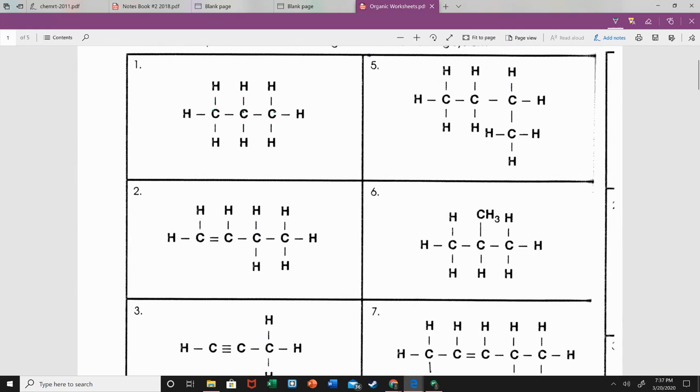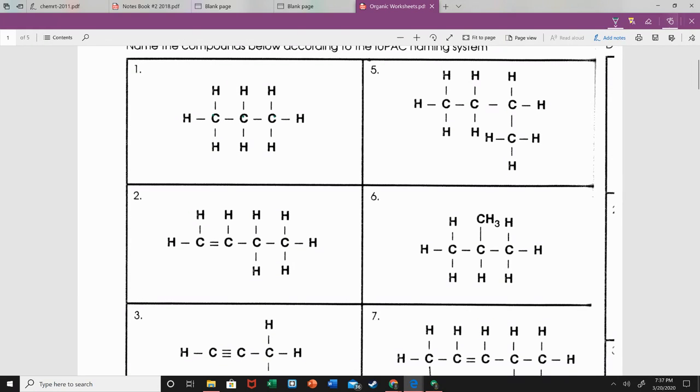Oops, let's go back to my pen. And I'm going to use prop, and here we go. So prop, ane. Circle the longest chain of carbons. Notice there's no other carbons outside of my long chain, so that means there's no branches.